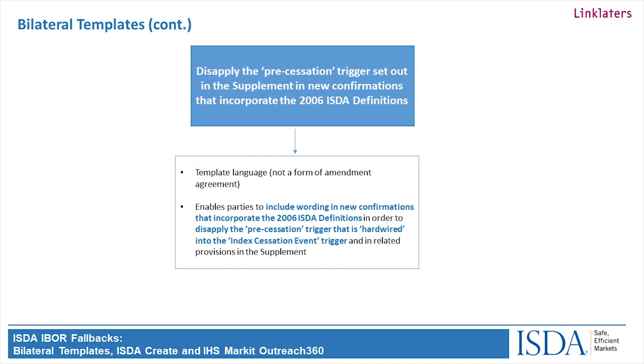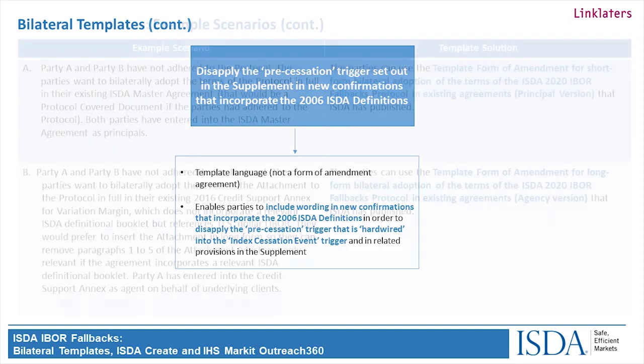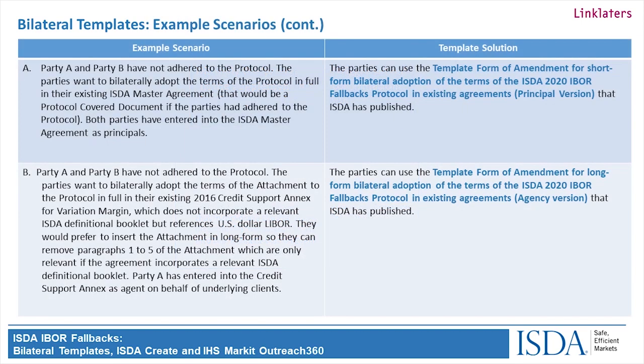And so if parties at confirmation level want to disapply that pre-cessation trigger, then they can do so using this template language. So with that, I'll hand over to Anne just to run through or start running us through some examples as to how these templates can be used. Thanks, Deepak. I know that was a lot of information with a lot of different options, so we thought we would go through on the next few slides a few examples of, as I mentioned at the beginning, how and why counterparties might want to use these templates.